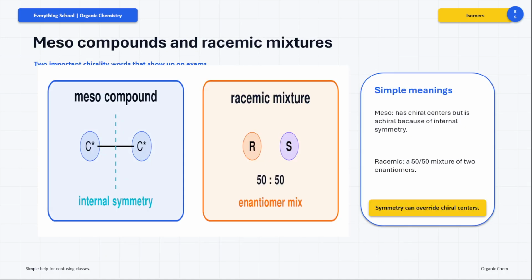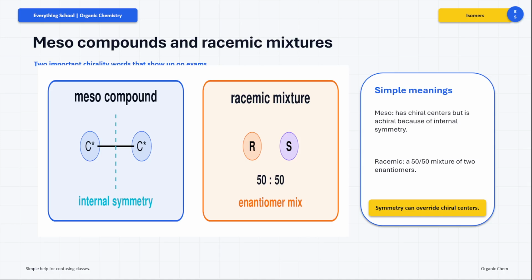Slide 18. Meso compounds and racemic mixtures. A meso compound has chiral centers, but the overall molecule is achiral because it has internal symmetry. Say meso like this: meso. Achiral means not chiral. Say achiral like this: a-chiral. A racemic mixture is a 50-50 mixture of two enantiomers. Say racemic like this: racemic.